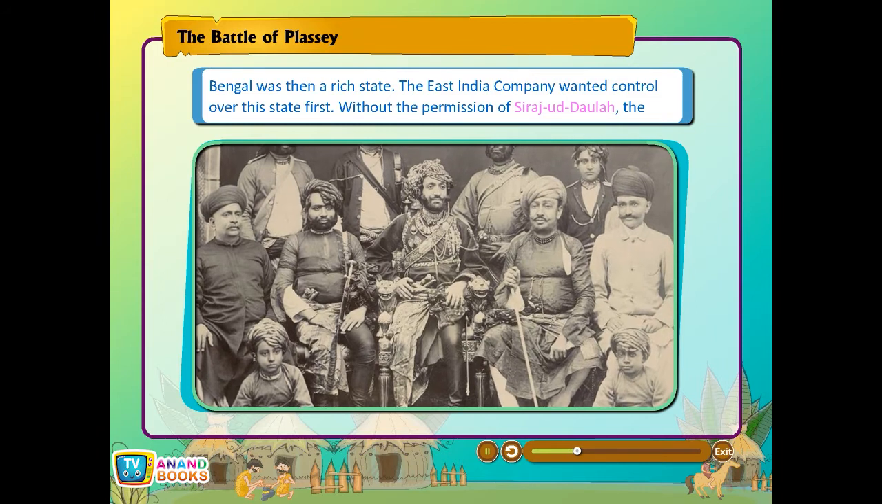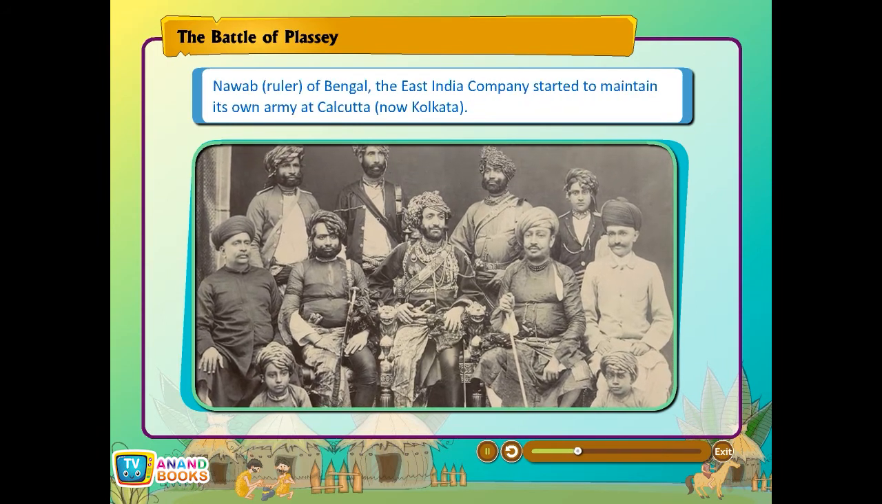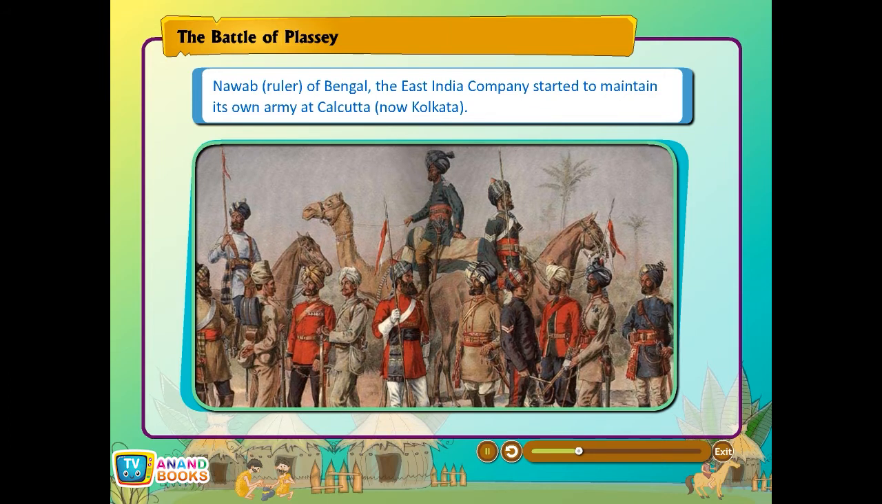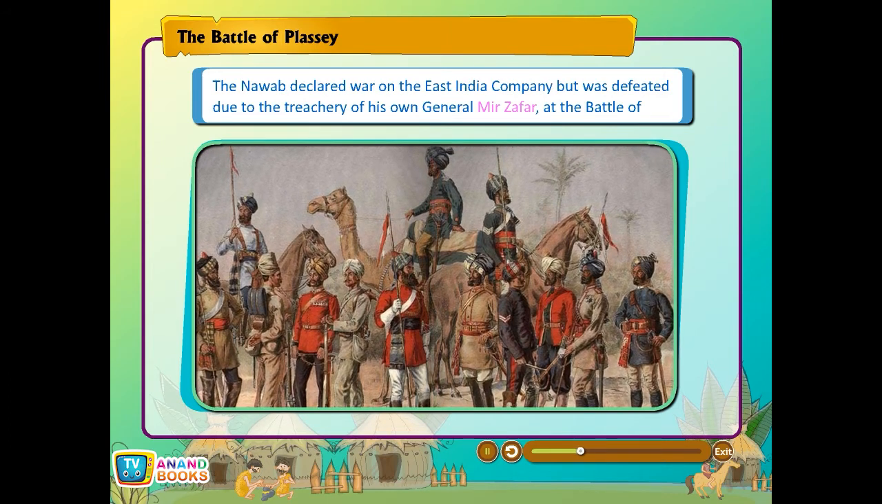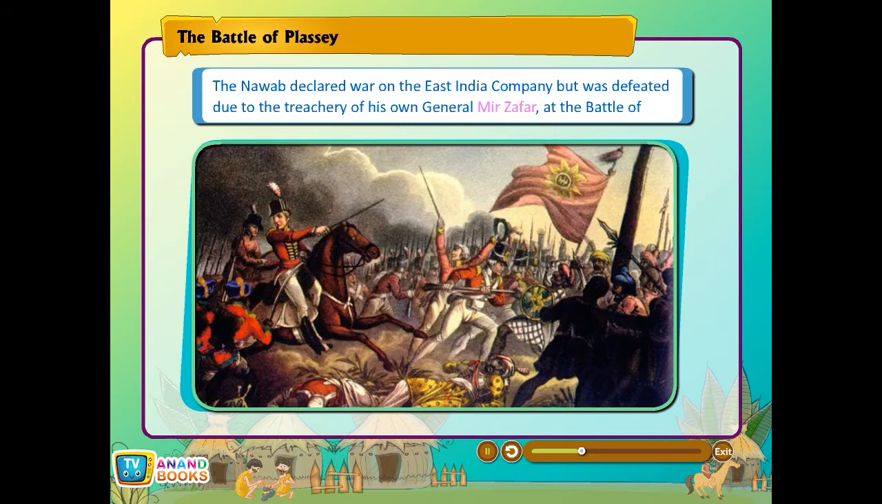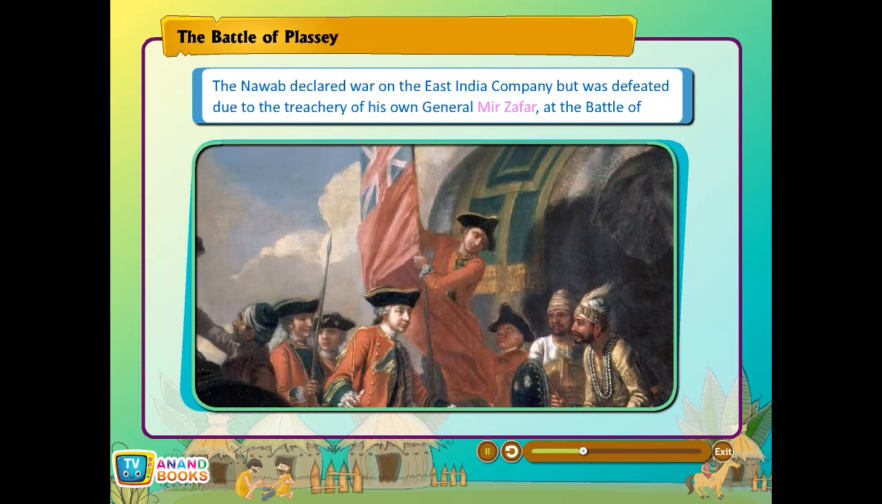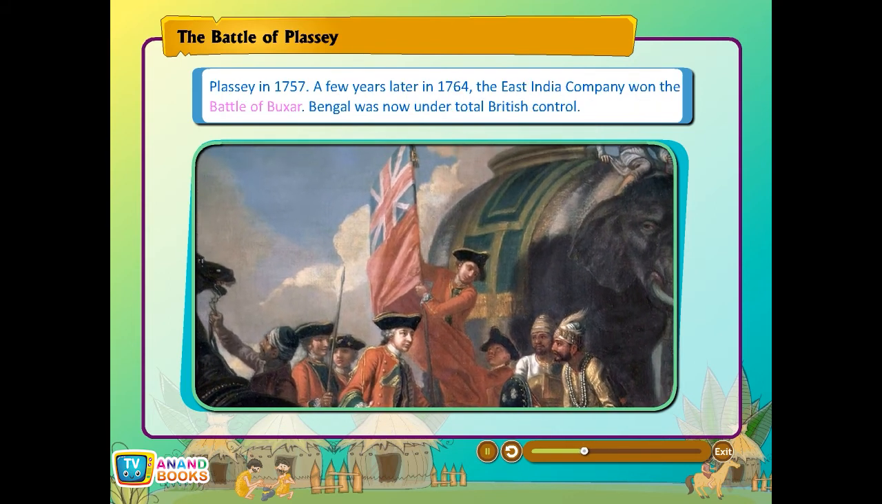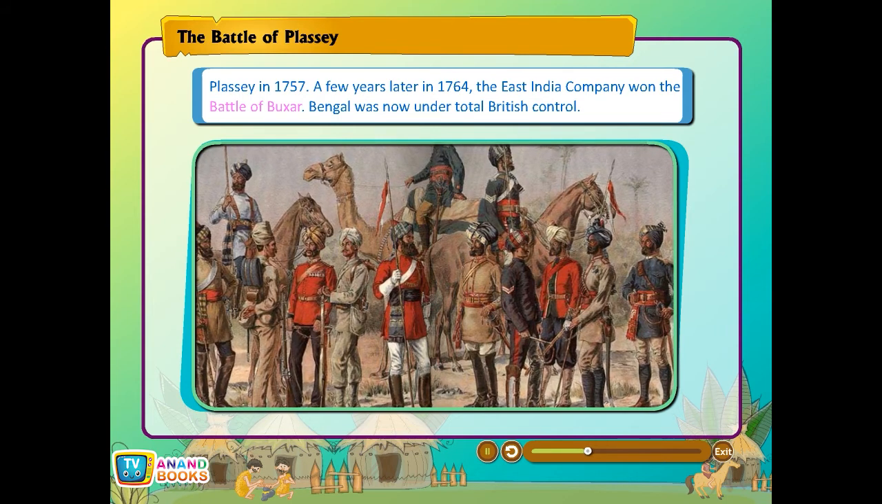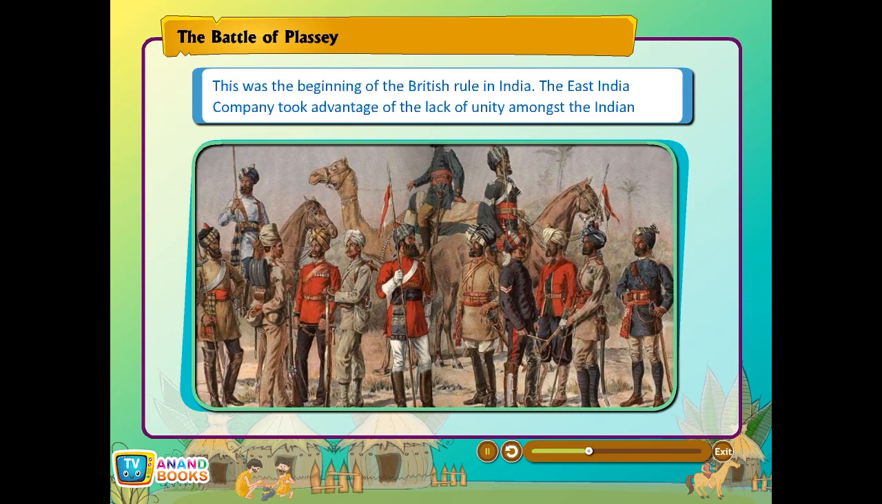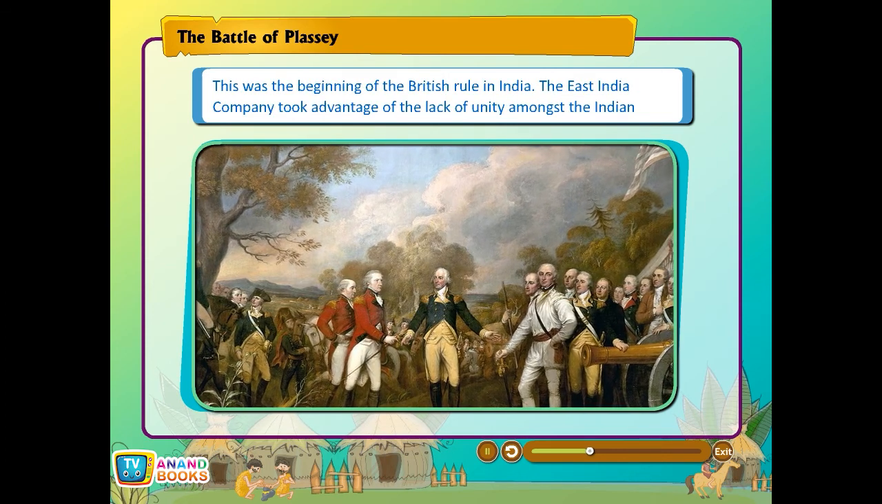Without the permission of Siraj-ud-Dowla, the Nawab ruler of Bengal, the East India Company started to maintain its own army at Calcutta, now Kolkata. The Nawab declared war on the East India Company but was defeated due to the treachery of his own general Mir Zafar at the Battle of Plassey in 1757. A few years later, in 1764, the East India Company won the Battle of Buxar. Bengal was now under total British control. This was the beginning of the British rule in India.